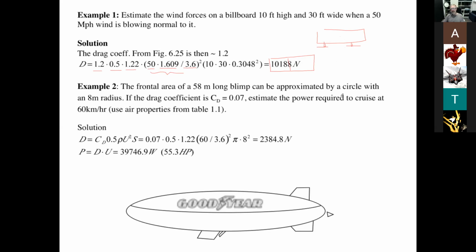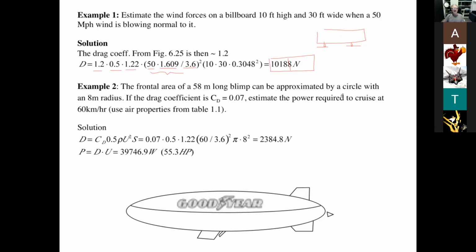Blimps, everybody has seen blimps over the football game. Of course, now there's no football game because the Chargers left town. And anyway, hopefully the university will pick up the football game.